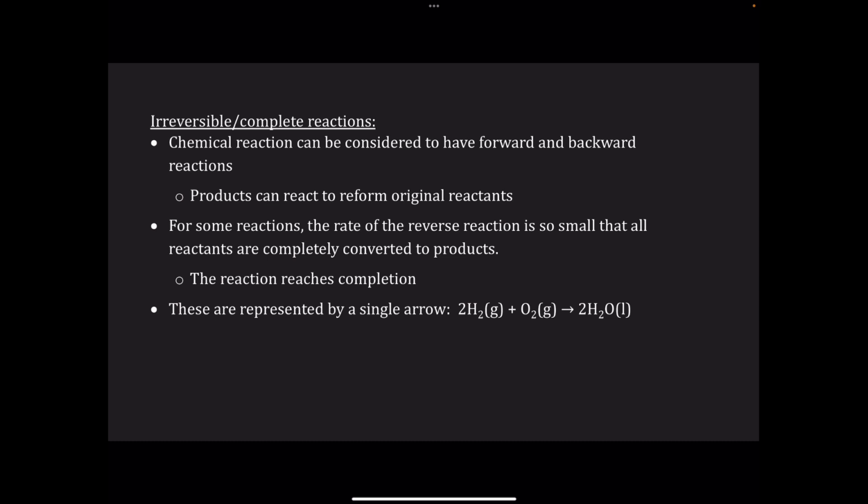So here we have an example of hydrogen reacting with oxygen to produce water. So even though water can technically break apart and reform hydrogen and oxygen, that process is so slow that it essentially happens very minimally.